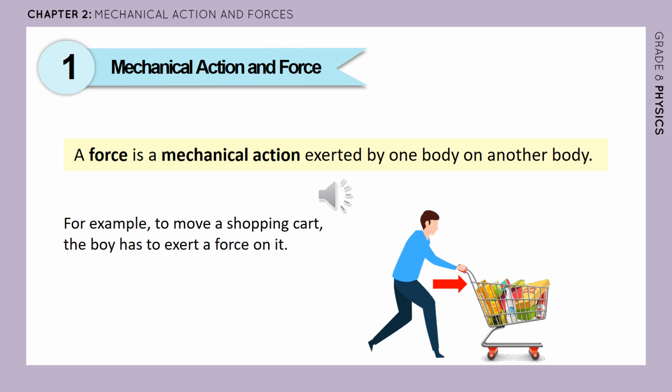So let's see this example. To move a shopping cart, the boy has to exert a force on it. So the boy is the one who is producing the force because he is moving the cart. The cart is the object which is receiving the force, and as a result, it will move through the supermarket.